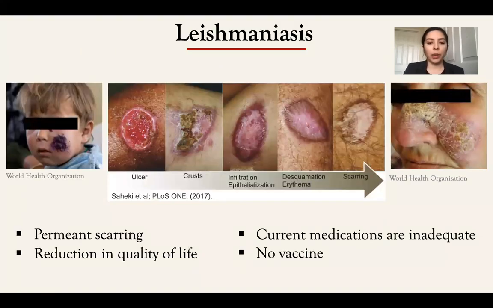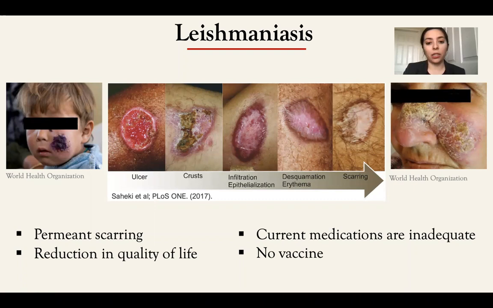So starting off, Leishmania major causes a disease known as leishmaniasis, and it causes this cutaneous form which appears as ulcers and permanent scarring on the skin. This can lead to a reduction in the quality of life as individuals can unfortunately accumulate a great number of these scars as they are exposed to the disease.